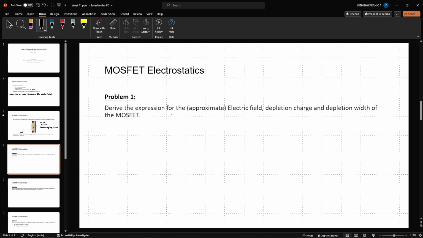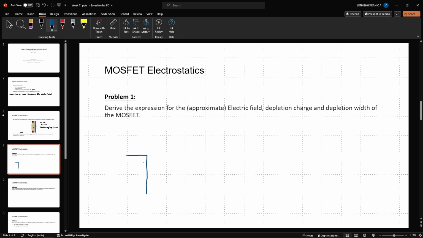So the first thing is we shall just do some derivations. We will derive the approximate expression for the electric field, the depletion charge, and the depletion width of a MOSFET. So why are we looking at the depletion behavior? The reason for that is, as discussed before, our MOSFETs essentially turn on when inversion is achieved.